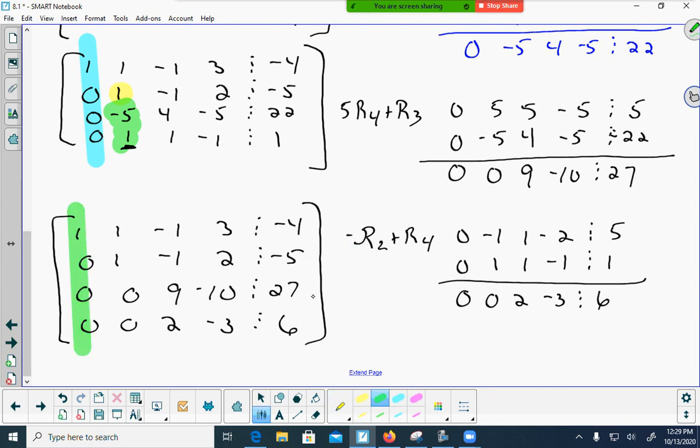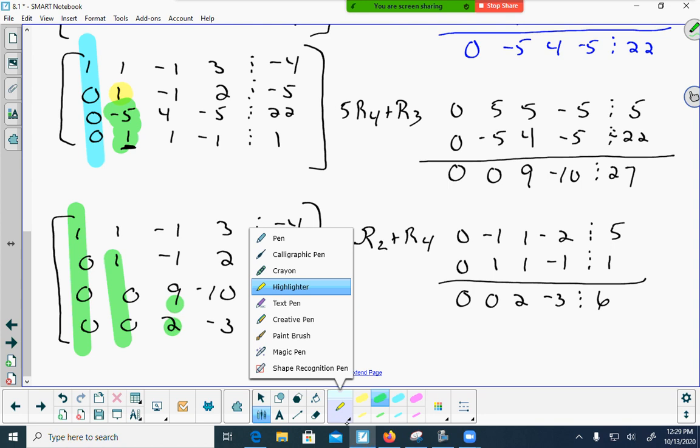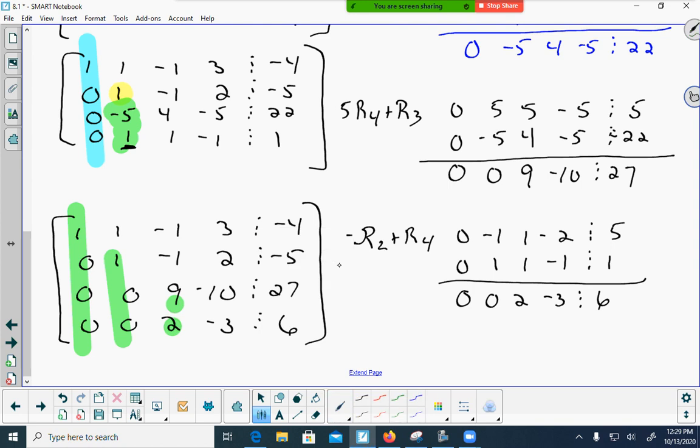1, 0's below. Have this 1, 0's below. Yes? I need to make one of these into a 1. Which one's going to be easier to make a 1? Probably this one's going to be easier. And I'm just going to divide that by, what would I divide this by to make it a 1? 2. So I'm going to divide all these by 2.